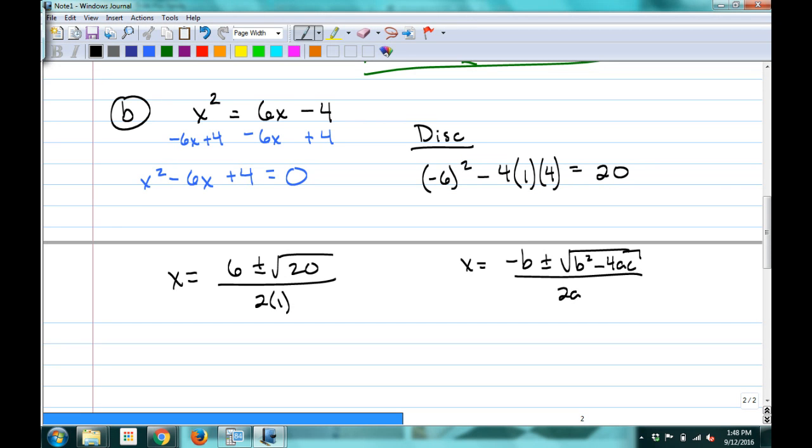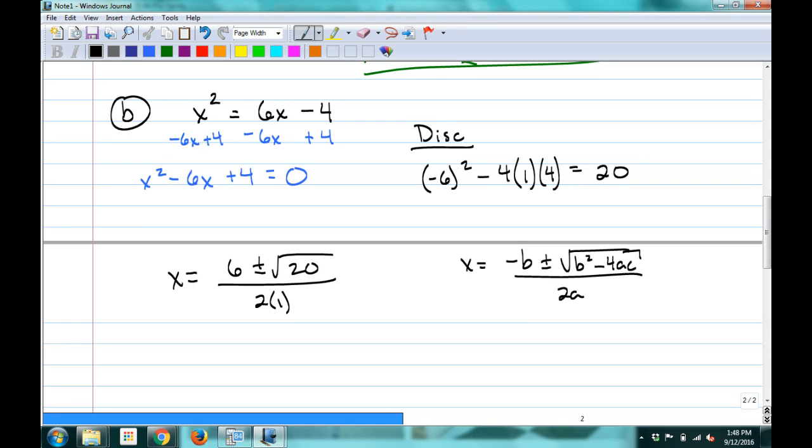Okay, so b squared minus 4ac is the discriminant. Whatever's under the radical, that's the discriminant. That's where that's coming from. B is always the number in front of x. A is always the number in front of x squared. And C is always the plain number that's there.